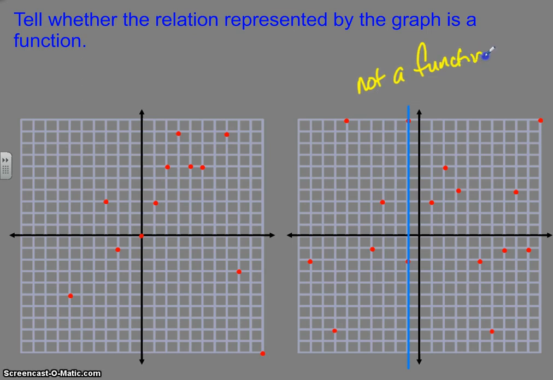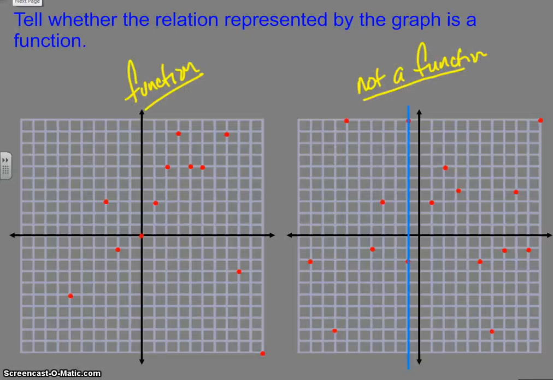A vertical line cannot pass through more than 1 point. If it does, it is not a function. So this is a function. This is not a function. Okay, and all it has to do is once, right? Let's look at the next page, and I think that's probably all we're doing today.